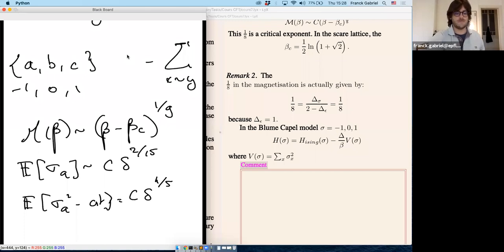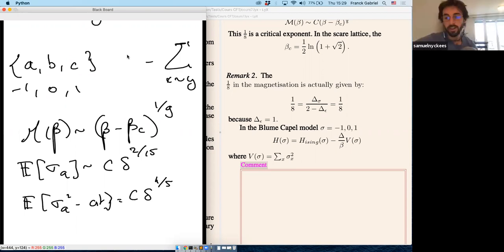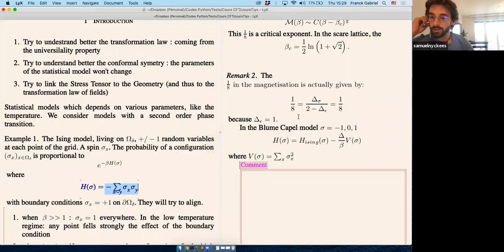Okay. So everything is fine? I had a little question. Yes. Do we know how many fields there are, for example, this sigma and energy field?